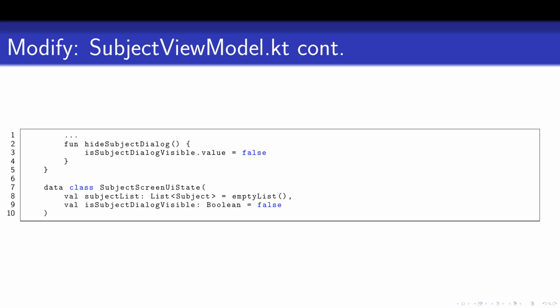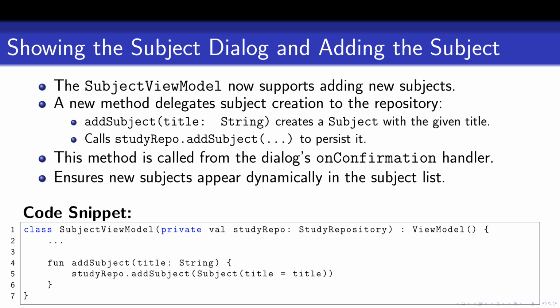By managing this state reactively, Compose can respond to changes instantly and render the UI accordingly without manual refreshes or extra boilerplate. To add a subject, the ViewModel now includes an addSubject function. This function creates a new subject object using the provided title and sends it to the repository for persistence. It's connected to the dialog's confirmation button, so when a user enters a subject name and taps Add, the new subject is saved and immediately reflected in the list.